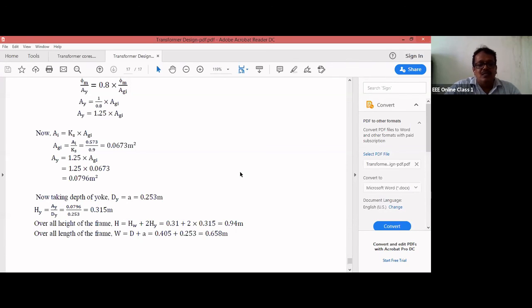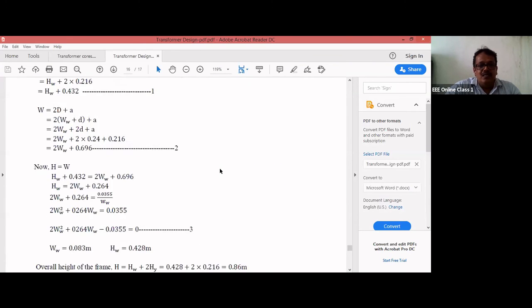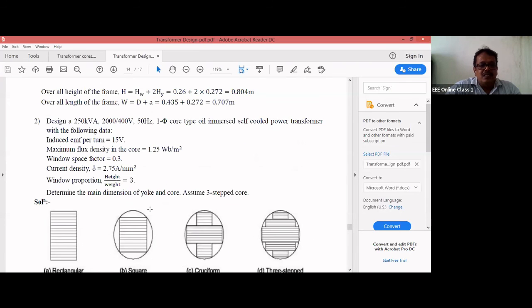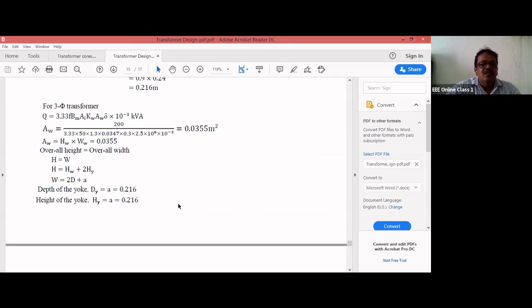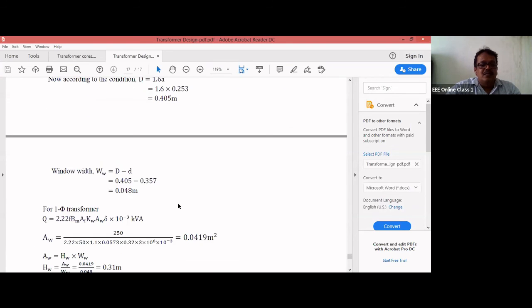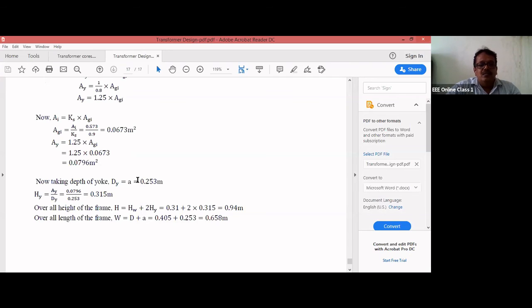Once you got the area of the yoke, I can calculate the depth of the yoke. So for a square core, the depth and the width will be A. For a square core, it will be the same. If I go back to the figure, this is a square core. The width and the depth will be both A and A. For a rectangle, it will be different. Width will be A and depth will be B. For square, it is A and A. So depth of the yoke is equal to A, which is 0.253.